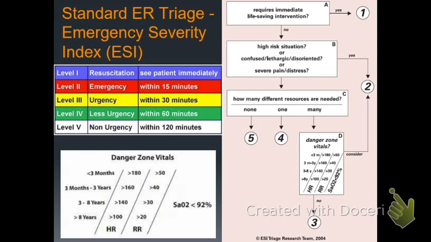It's a heart rate greater than 100 and a respiratory rate greater than 20. It won't be hard to hit danger zone vital signs on many, many people.